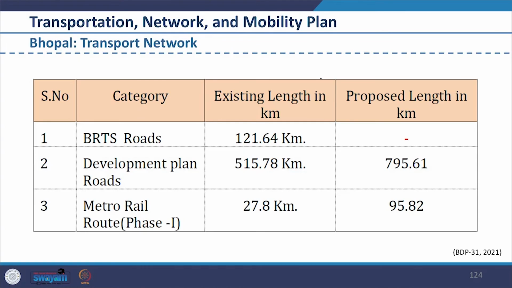So, we see that the Bhopal development plan provides comprehensive transportation and mobility plan to enable a high quality, well connected and integrated transportation network for healthy growth, thriving economy and high livability standard for the city. The proposal includes BRTS development plan of roads, metro rail roads.